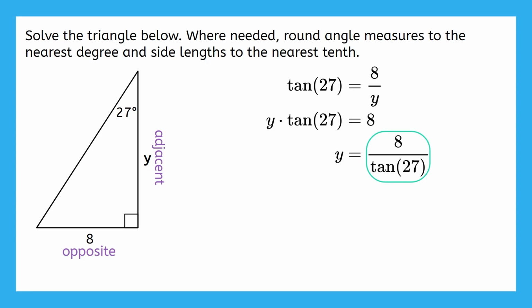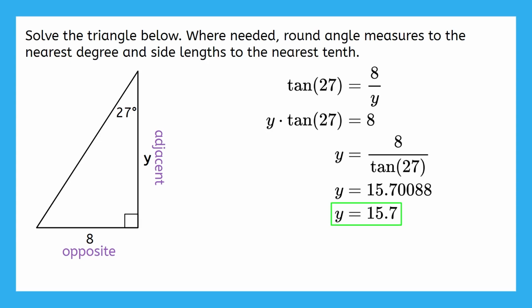I do that, and my calculator gives me back this decimal as an answer. Remember, this is an approximation because it is rounded at the end. Speaking of rounding, now it's time for me to round my side length to the nearest tenth, and that gives me a final answer of y equals 15.7. There is one variable left to solve for, so let's do it.